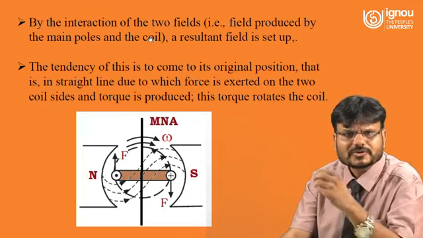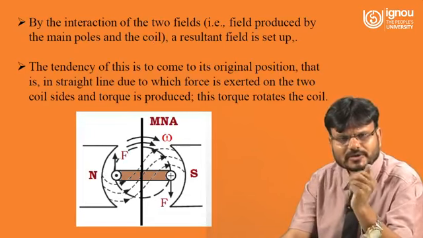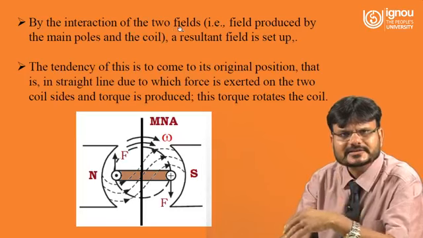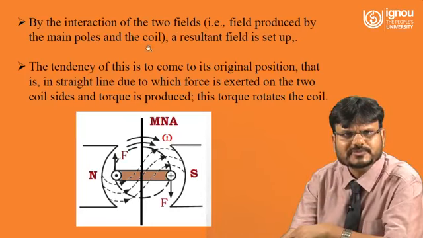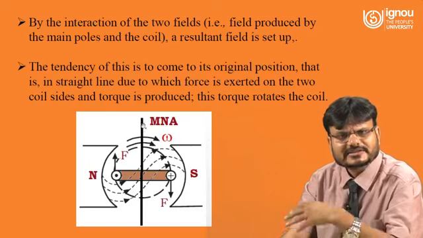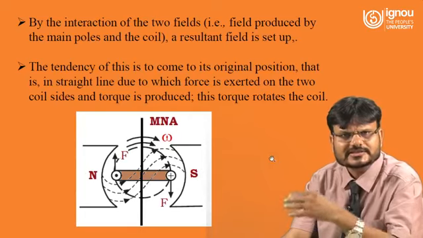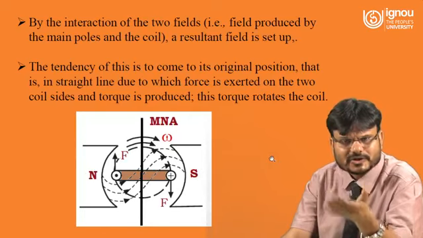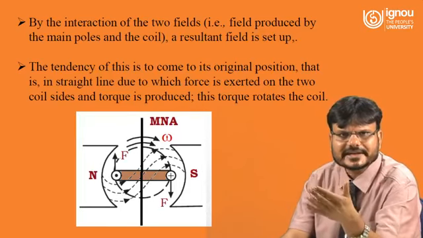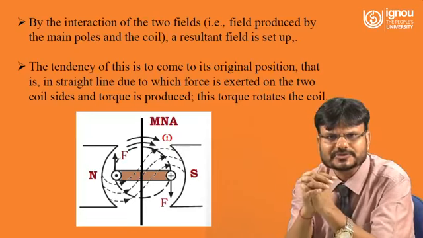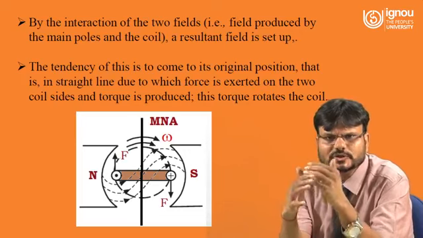Now there are two fields: one is due to the pole and another is due to the armature conductor. By the interaction of the two fields, one field produced by the main poles and the second field produced by the coil, you can see this field is produced by this conductor and another field is produced by this north pole and south pole. The tendency is to come to its original position, that is in a straight line, due to which force is exerted on the two coil sides and torque is produced, and this torque is responsible for rotating the coil.